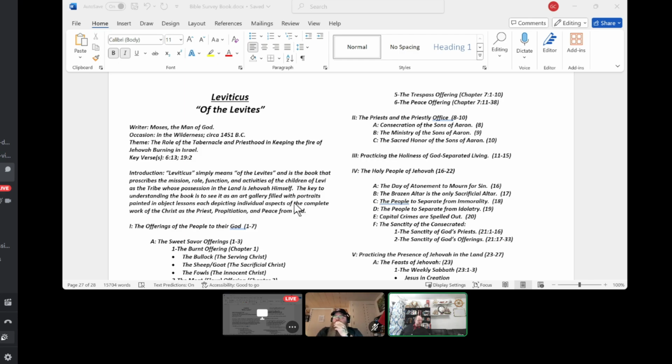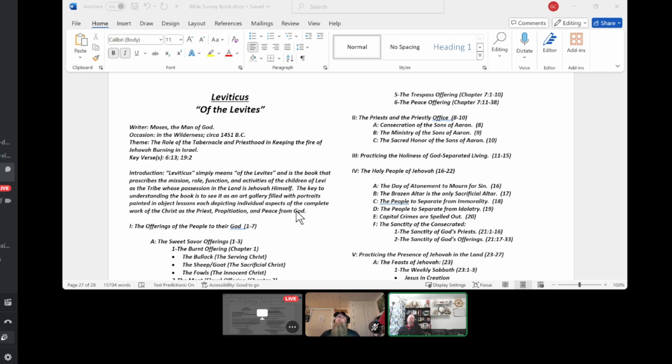The occasion is in the wilderness, somewhere around 1451 BC. If the Israelites left Egypt around 1446 BC, Leviticus seems to have been written not long after the events in it are portrayed, and some of them appear from the text to have been written concurrently with when they were experiencing them. The role of the tabernacle and priesthood in keeping the fire of Jehovah burning in Israel is the theme.